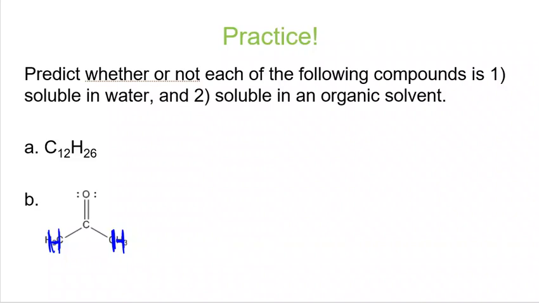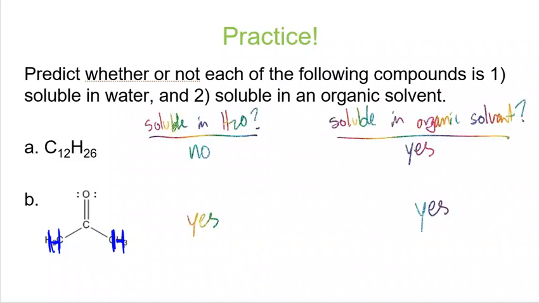Okay, so for A, C12H26, that has a whole bunch of carbons, a whole bunch of hydrogens, and no bonds that are polar that could possibly make the molecule overall polar. So this is an overall nonpolar molecule, and so it's definitely not going to be soluble in water. Remember that water is super, super, super polar, and an organic compound will be soluble in water only if it is small and it has an O, an N, or an F that can hydrogen bond with the water.